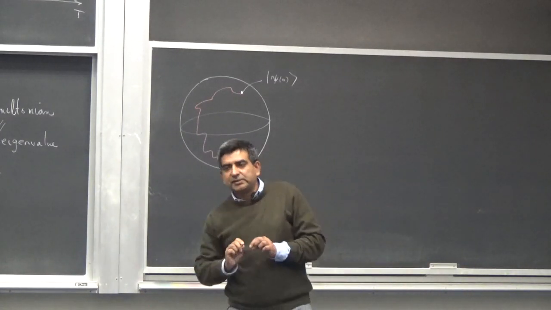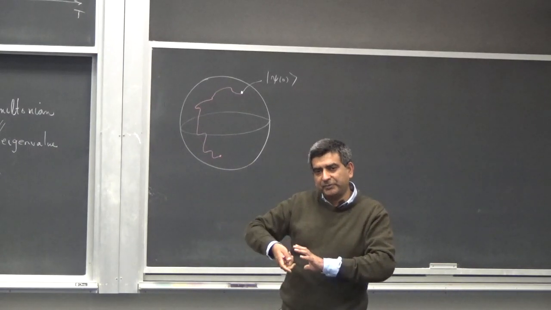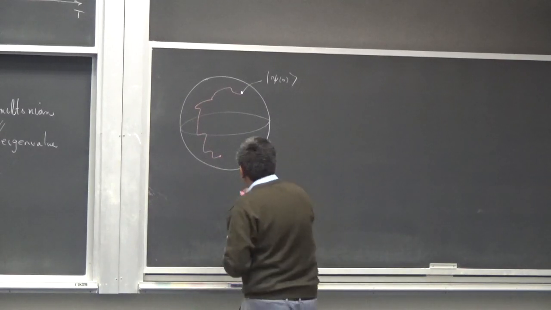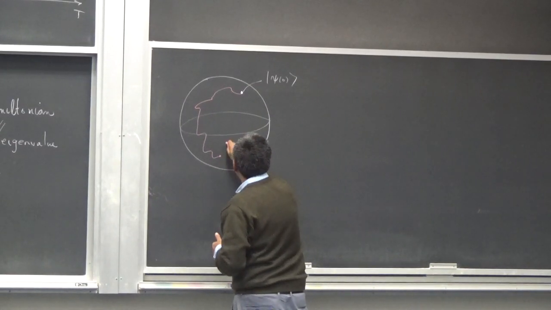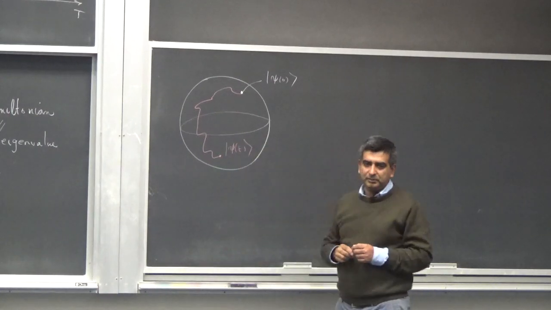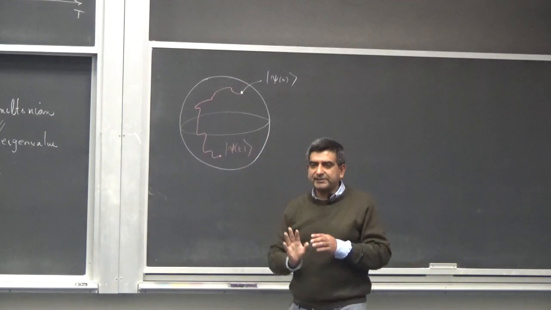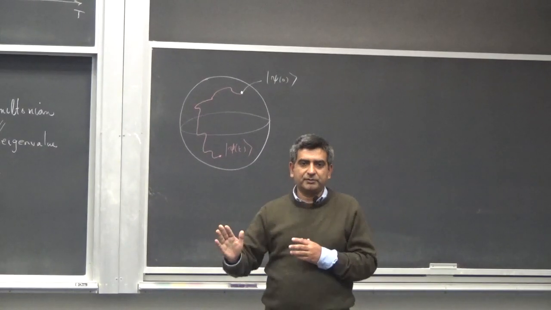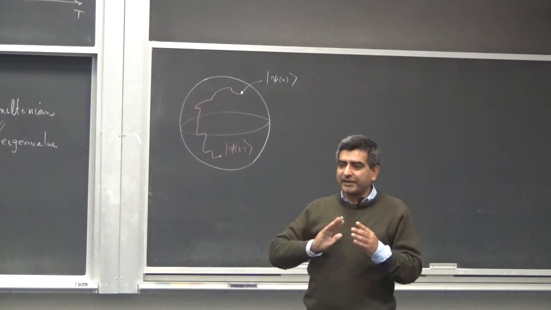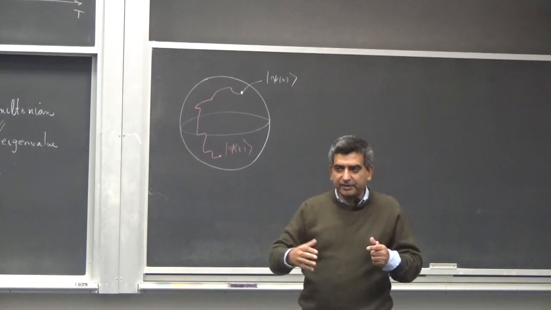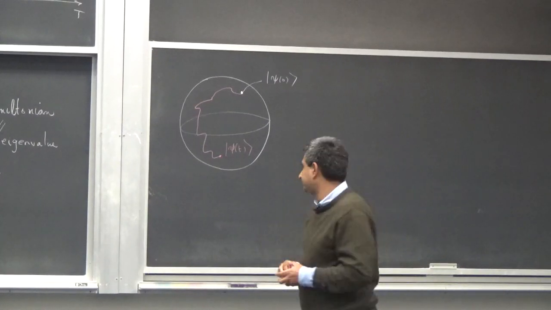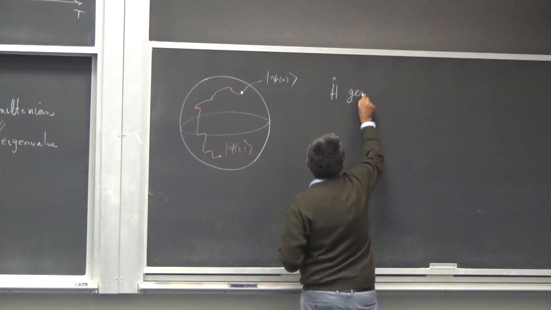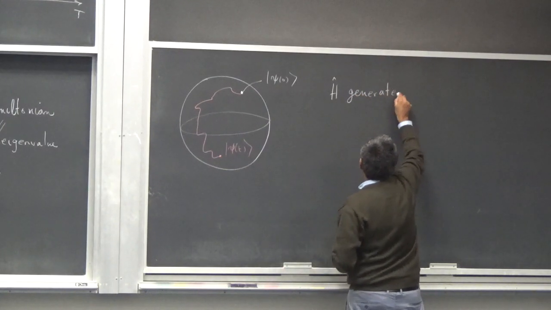And whenever you start your clock, it's at time 0. When you stop, some time t has elapsed, and you will find out that your quantum state has evolved to a new position on the Bloch sphere. And what is driving this evolution? It's the Hamiltonian. So the Hamiltonian drives the evolution. It generates time evolution. So the Hamiltonian is an operator that generates time evolution. H generates time evolution.